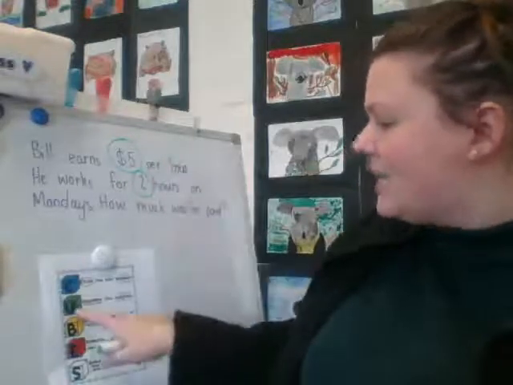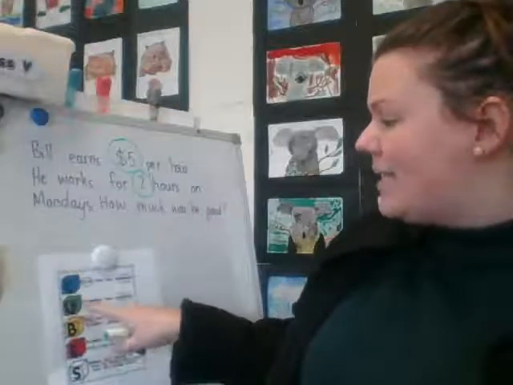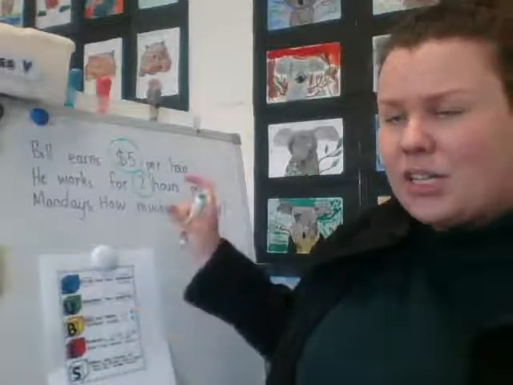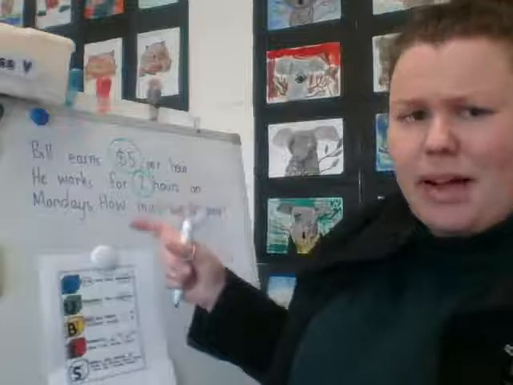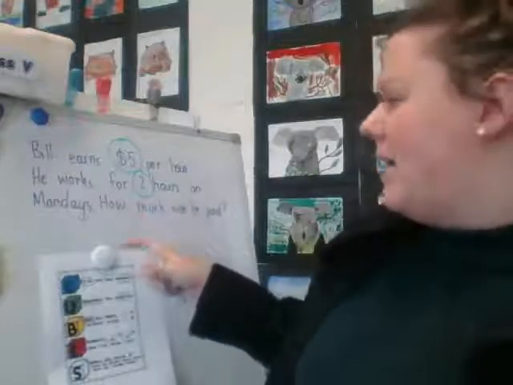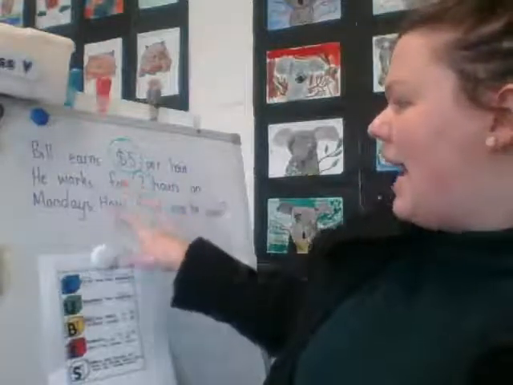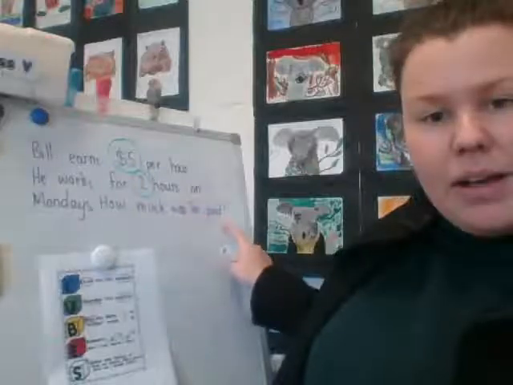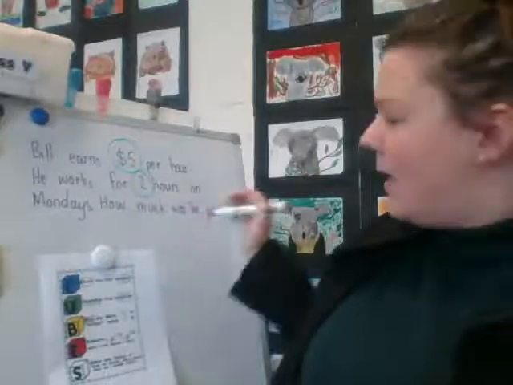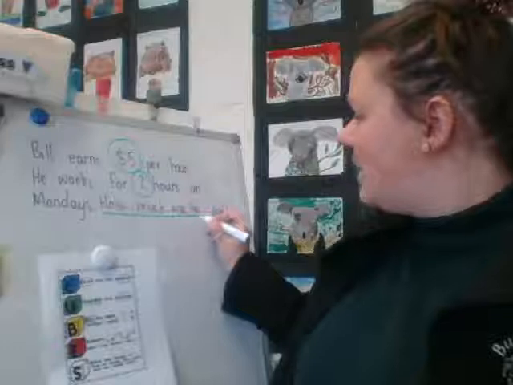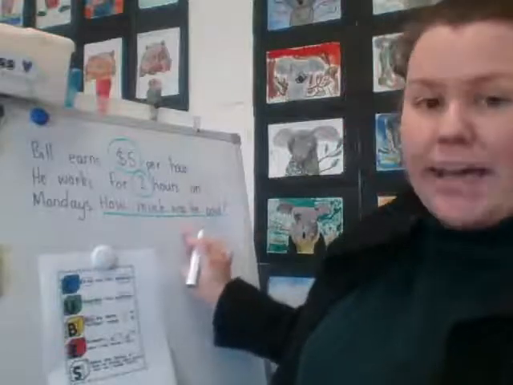The next step is U in CUBES, and that means underline the question. So what is it actually asking me? Where is the question mark, and what do they want me to figure out? They're asking me, how much was he paid? That's where my question mark is. So I need to underline that. That's what I'm trying to figure out. How much was Bill paid?